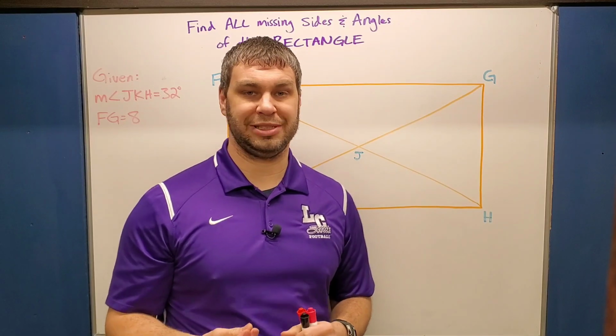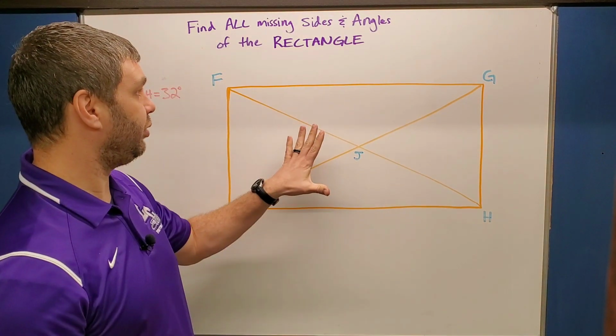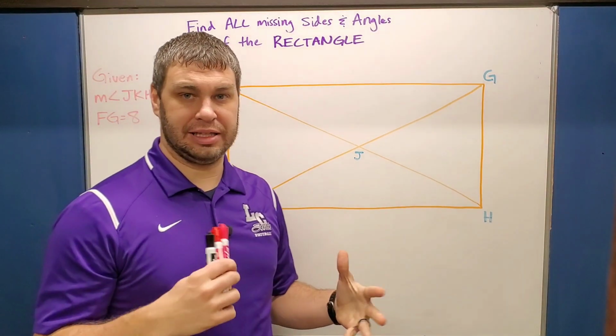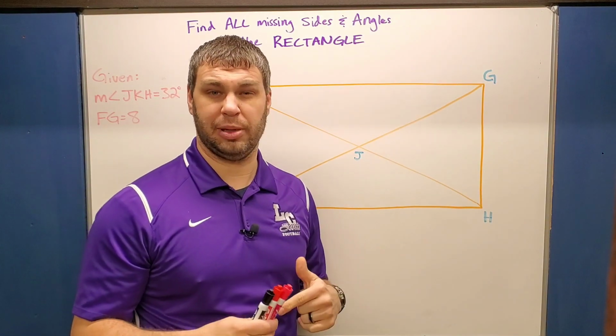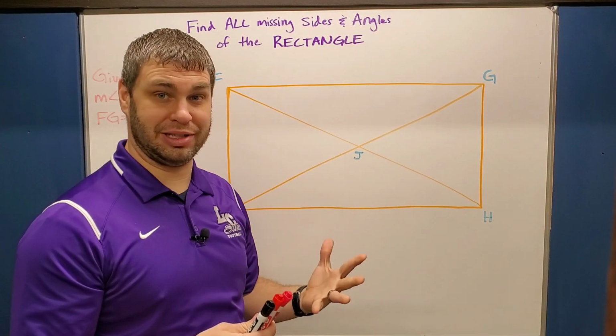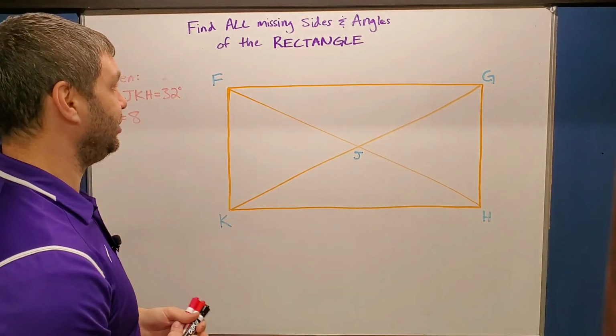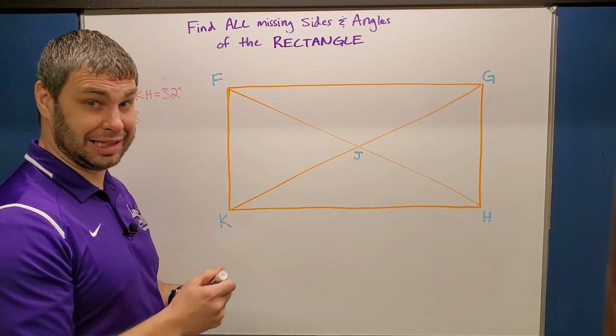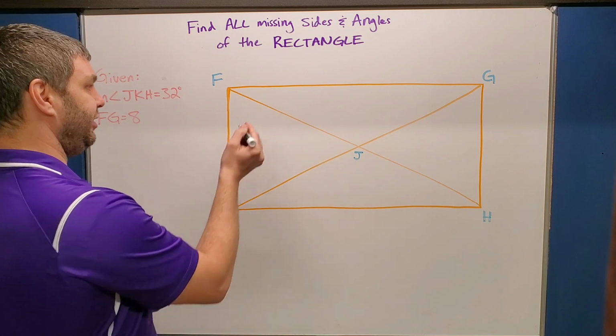In this video, we're going to find all the missing sides and angles of this rectangle back here. And when you're finding the sides and angles of any shape, you would always want to remember what shape you're working with, as sometimes the shape itself has some properties that you can use when it comes to finding those missing parts.